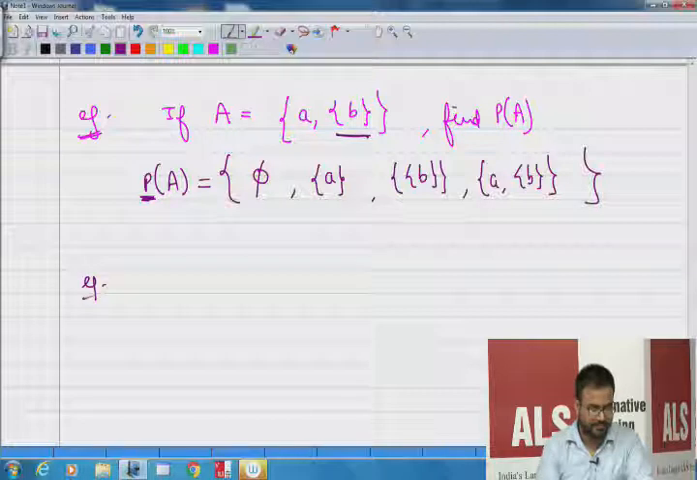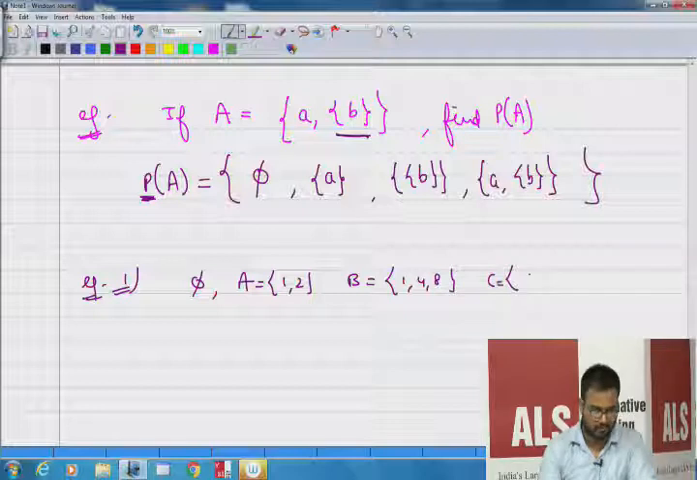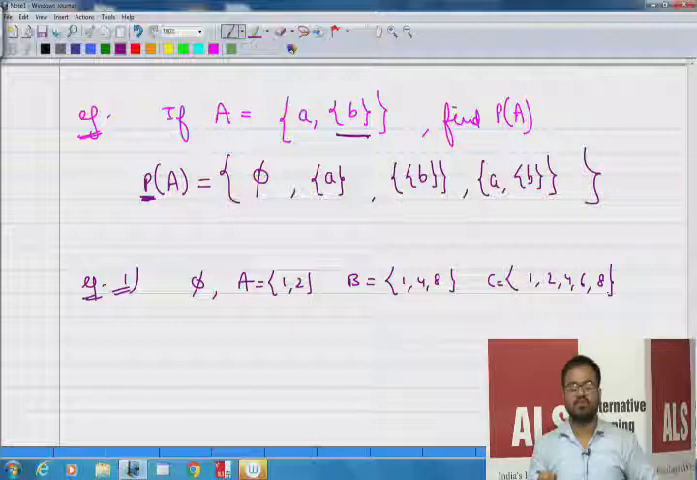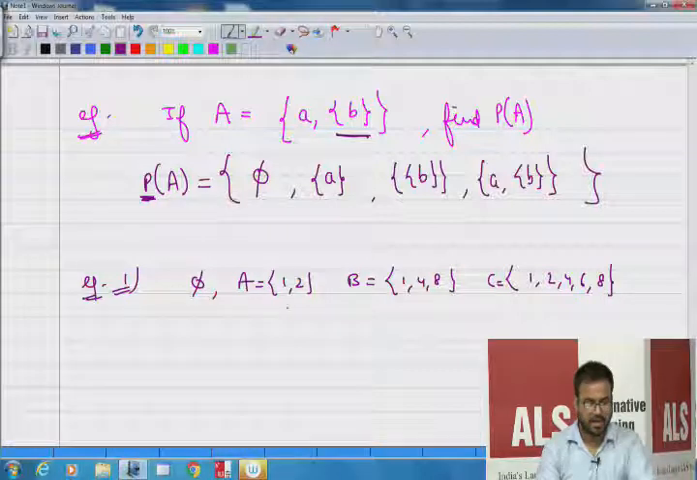So example 1. We have the set, phi is a set, 1, 2, phi is one of the sets A, B and C. So we have to fill the symbol as either subset or not subset. We have to fill in the blank.